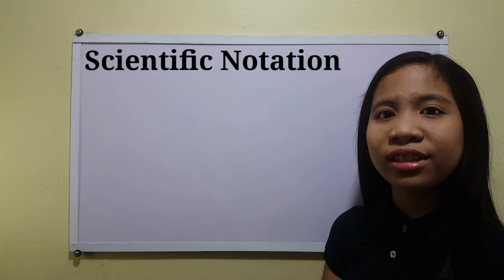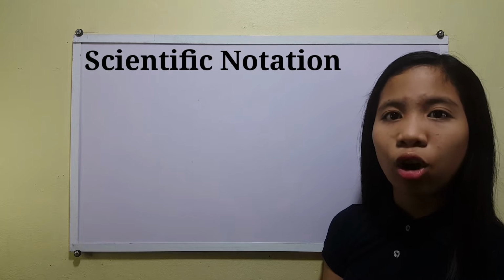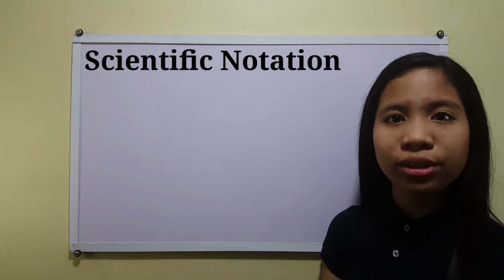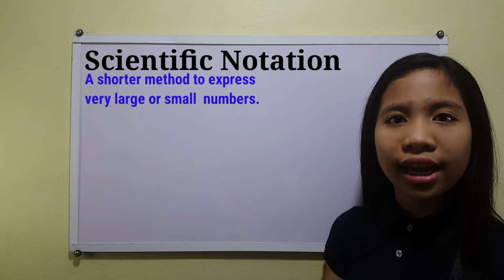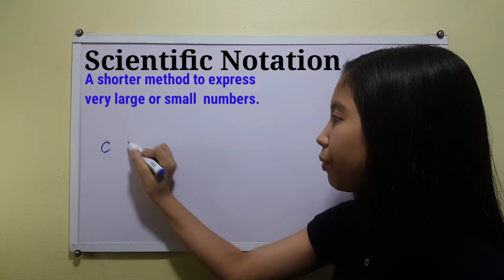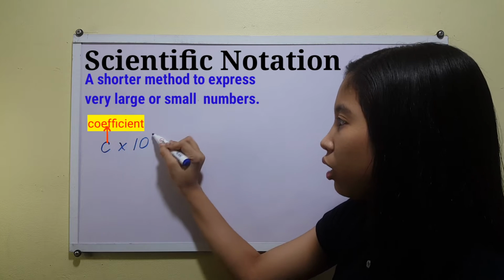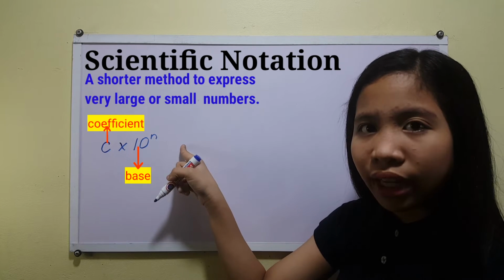Today, let's review scientific notation. Instead of writing very big or very small numbers, we use scientific notation. Scientific notation is written in the form of coefficient multiplied by our base 10 to the power of our exponent.